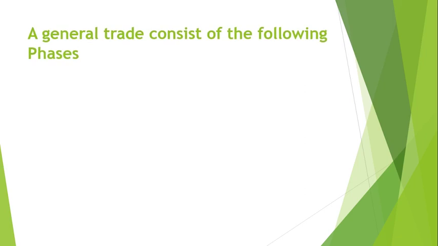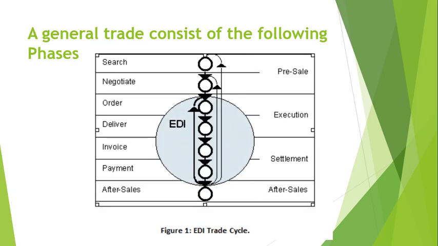Trade cycle has four different phases. First phase is pre-sale, second is execution, third is settlement, fourth is after sale. Let's see this in a diagrammatic form. In this diagram you can see the first phase, pre-sale, is divided into two steps: first is search and second is negotiate.